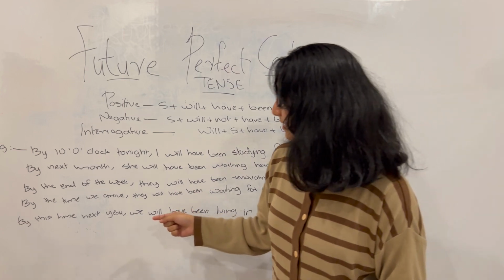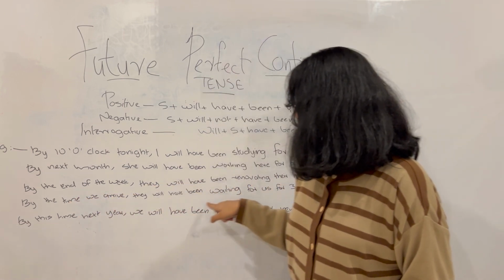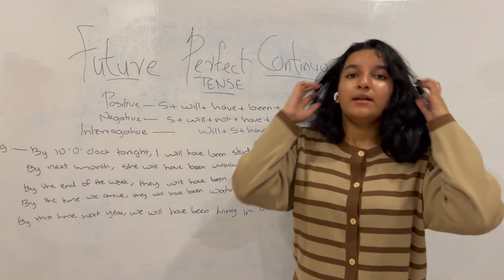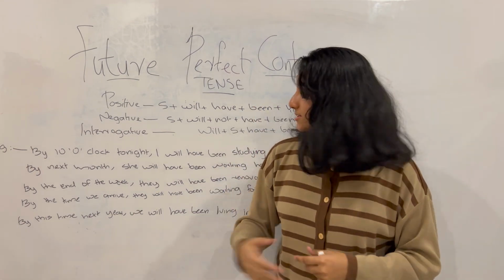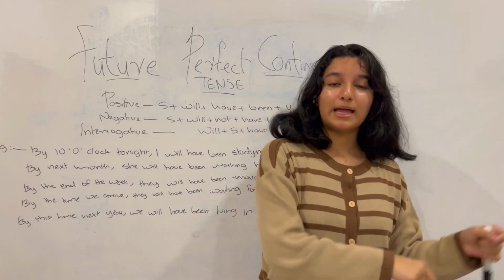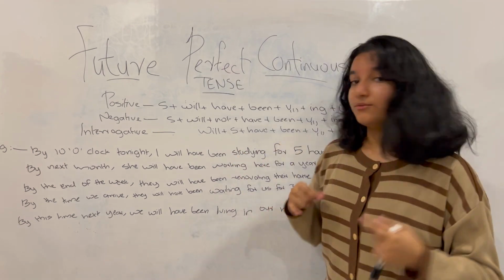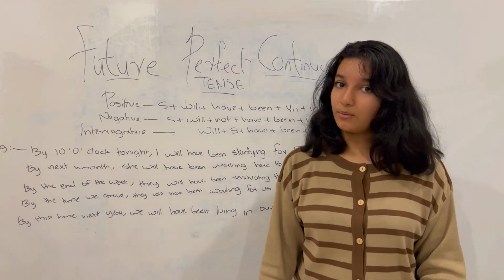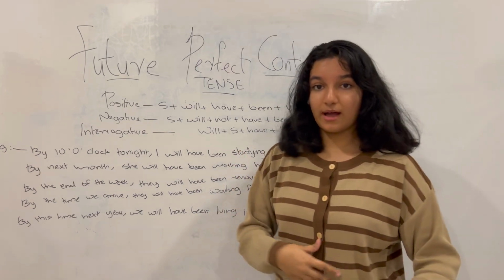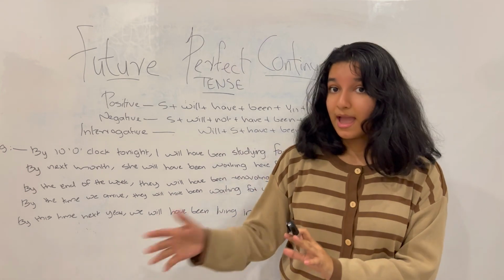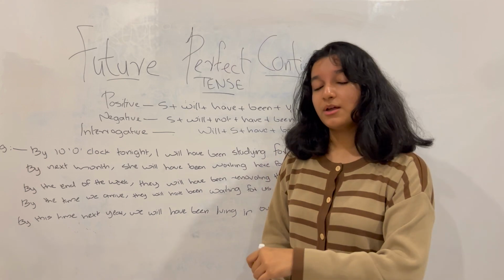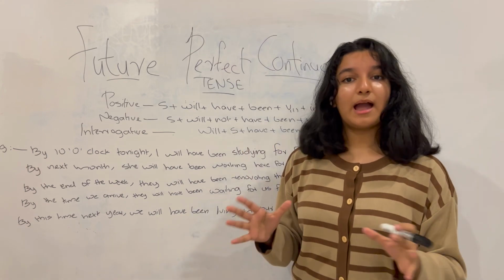Now, another example is, by the time we arrive, they will have been waiting for us for 3 hours. Now, let's say we're going to someone's house, and by the time we arrive at that house, the people at that house would have been waiting for us for 3 hours. It's saying that this action of us going to their house is happening, and by the time we arrive there, the people at that house would have been waiting for us for 3 hours.